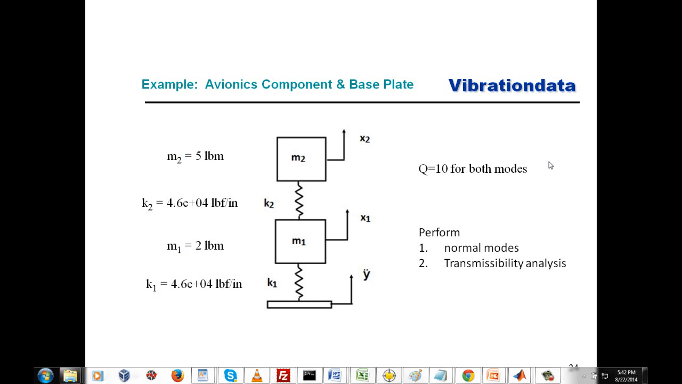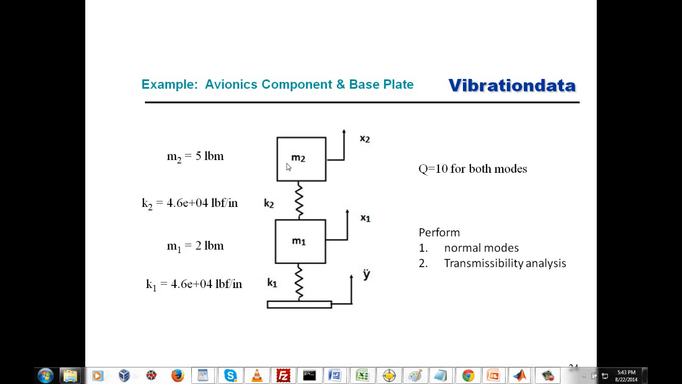look at an example. So here's our 2-degree of freedom system, and sometimes people refer to this particular diagram as representing two-stage isolation. We could also think of it as if mass 2 were an avionics component and it was mounted to a base plate, mass 1, and then with the two springs there.